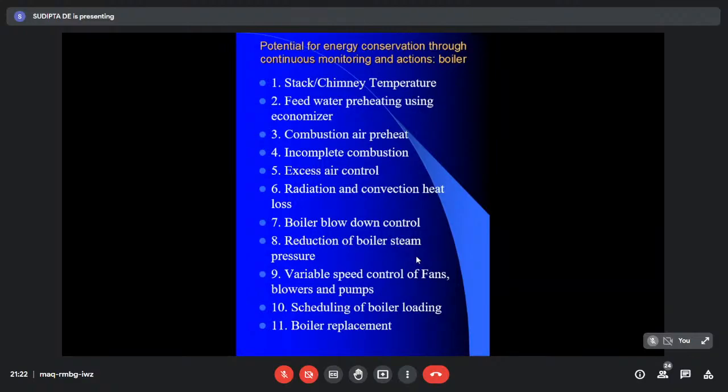10th point is the scheduling of boiler loading. What do you mean? Just write down because we'll have less time.